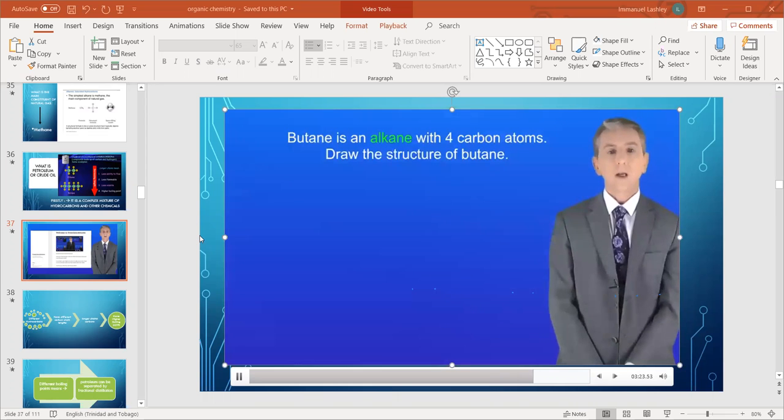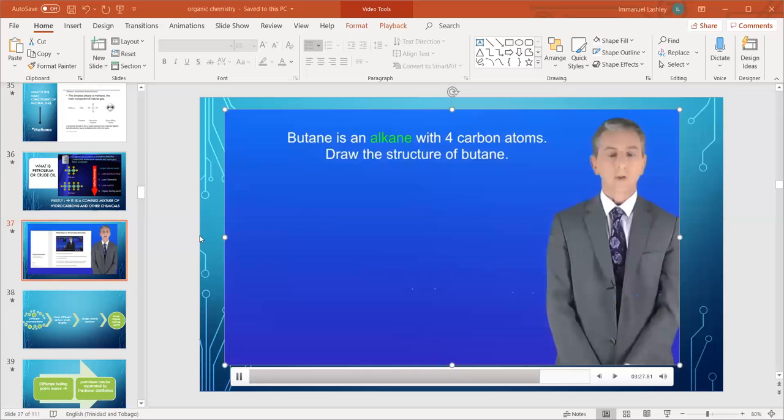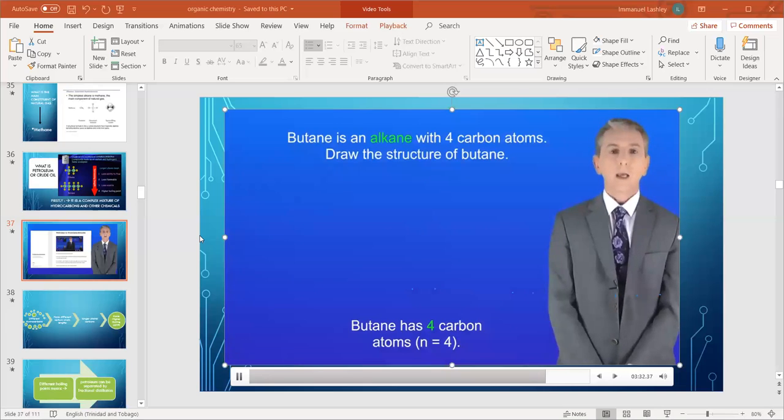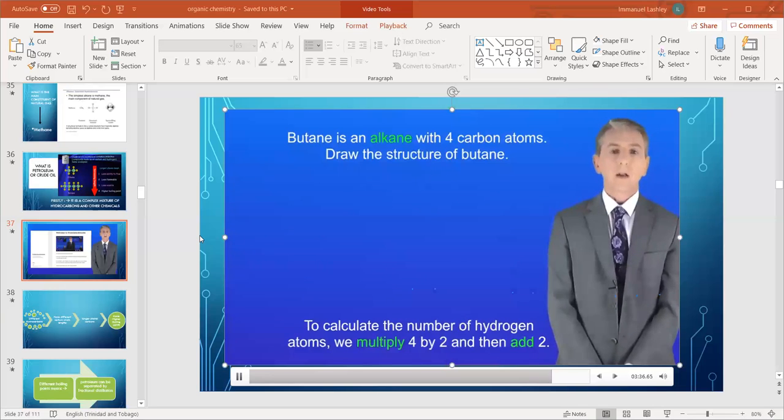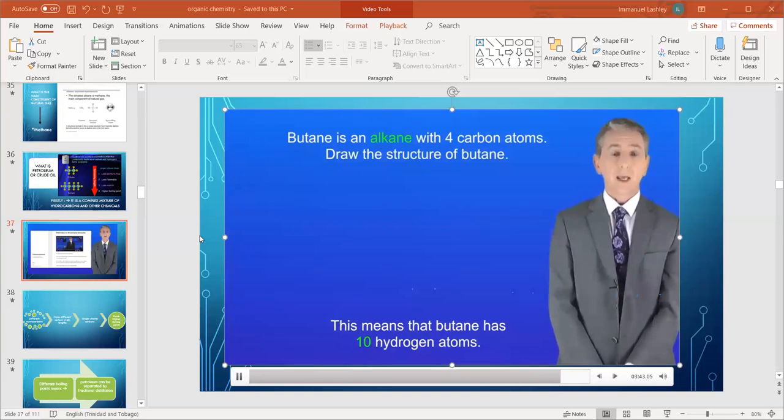Try this question. Butane is an alkane with 4 carbon atoms. Draw the structure of butane. Again, pause the video and try this yourself. Okay, butane has 4 carbon atoms, so n equals 4. To calculate the number of hydrogen atoms, we multiply 4 by 2 and then add 2. This means that butane has 10 hydrogen atoms, and I'm showing you the structure of butane here.